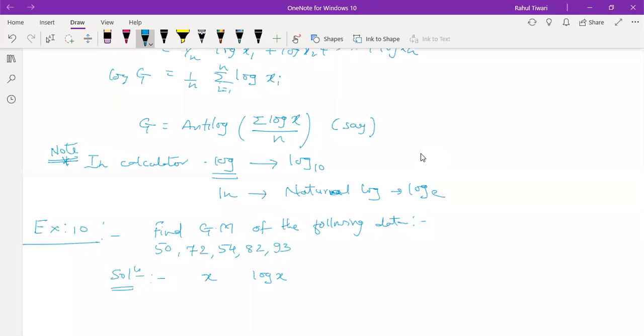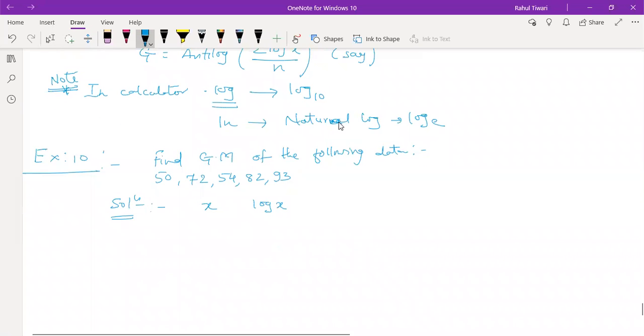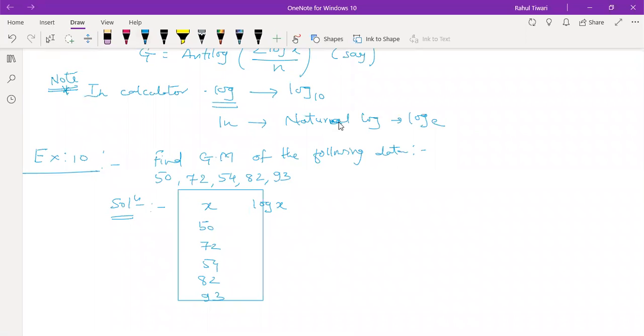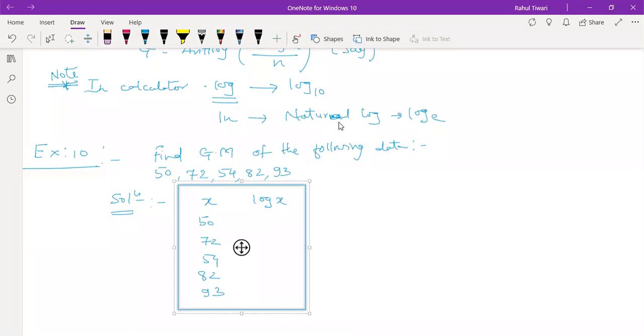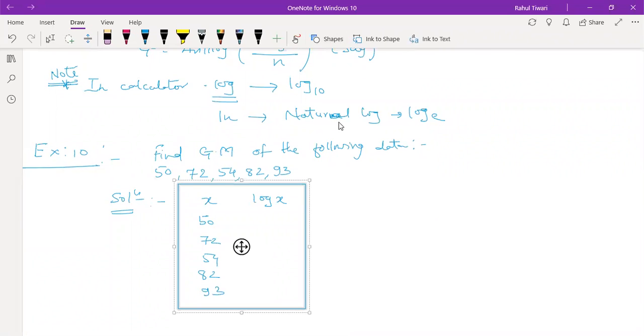Now as I mentioned, this log x is basically log base 10. If nothing is written, that means it is base 10. So in your calculator, we have these data. Let me write down the data. Suppose this is 50, 72, 54, 82, 93. Okay, this much data we have.